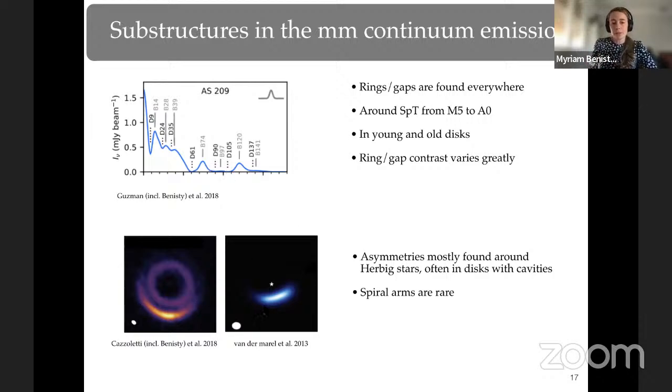The asymmetries here, for example, are actually mostly found around more massive objects, Herbig AB stars, and often within these that have cavities, which could be related to, for example, the stellar binarity of these objects. In the millimeter regime, the spiral arms are very rare.